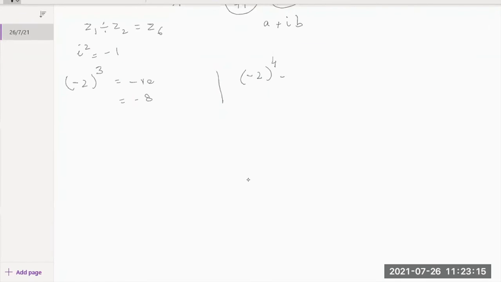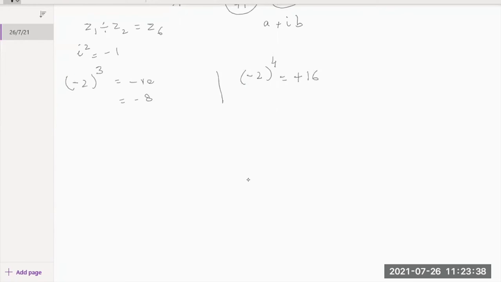Now this is going to give you what? Minus 2 to the power of 4 is going to give me the answer as 16, and this is a positive number. So what do you observe over here? That a negative number, when it is raised to the even power, the answer is positive. But when it is raised to the odd power, the answer is negative.